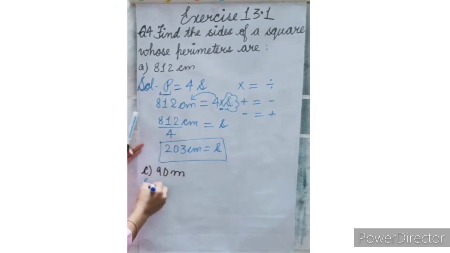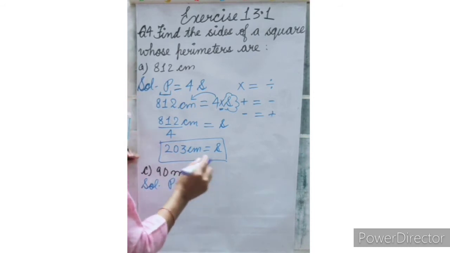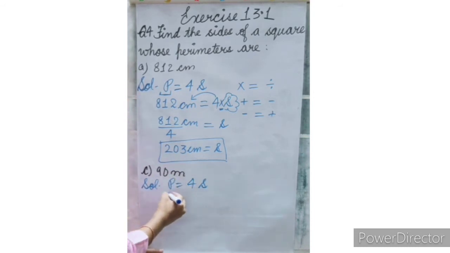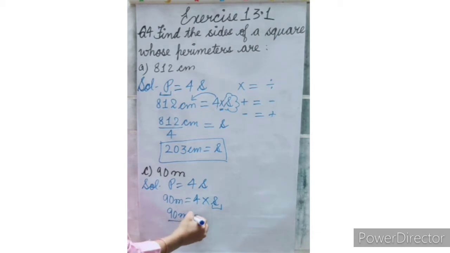Same steps we will follow. Perimeter of a square is 4 into side. Here in place of this P, we will write the value of perimeter, that is 90 meter, equals to 4 into S. Now for finding out the value of S, we have to move this 4 from this side to next side. Next side it will go in division, and here S will remain as it is.